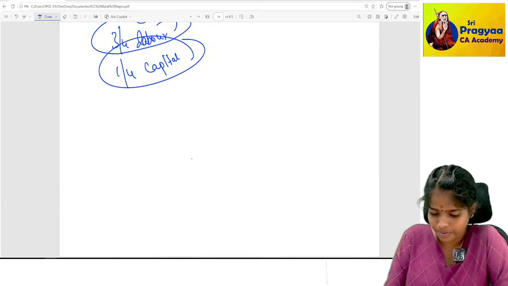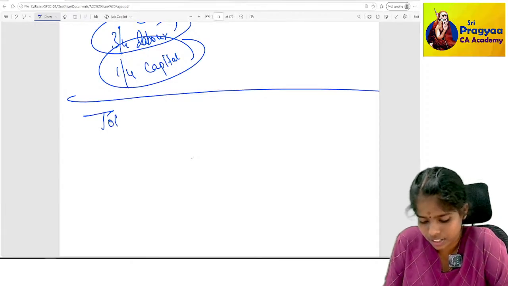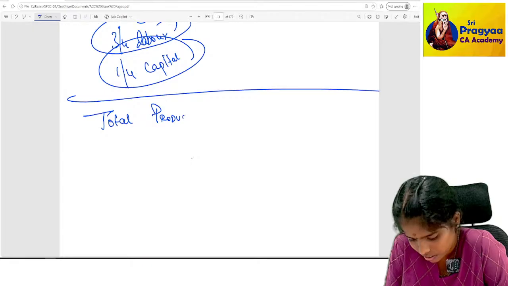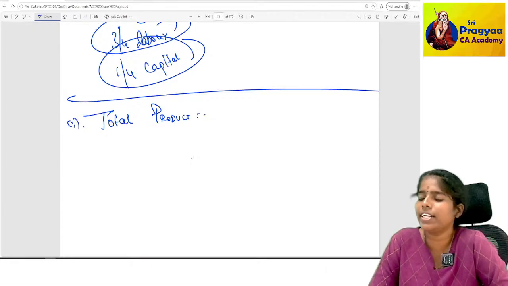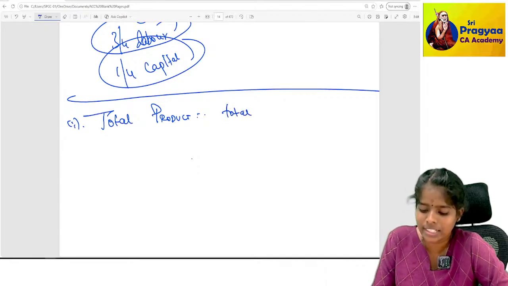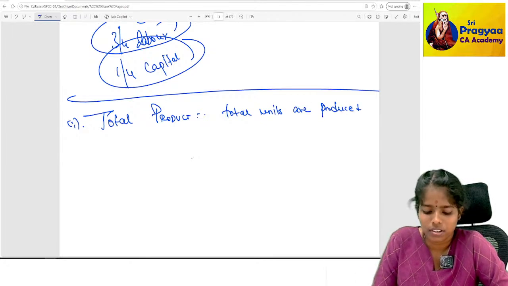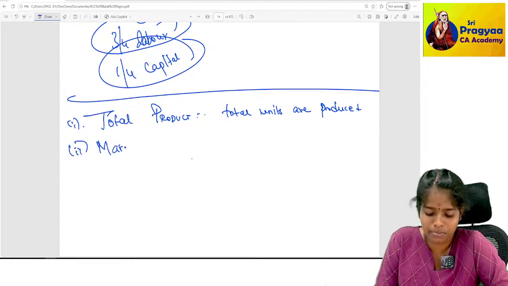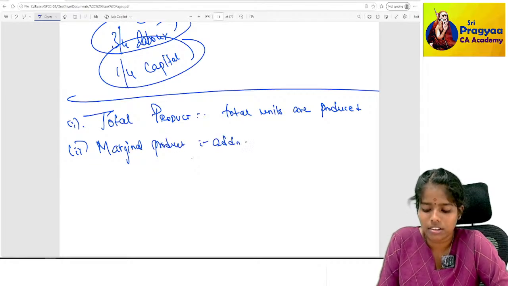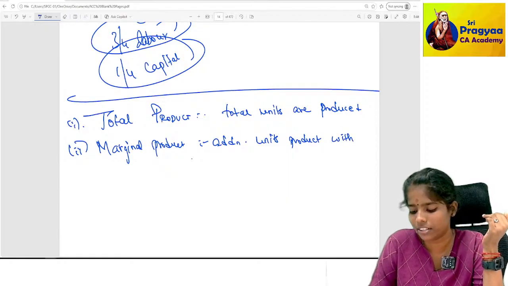Now we will go for total product. Okay, we will do this first. Total product na enna? Total product means the total units that are produced. Next, marginal product means additional unit produced with an increase in any one factor. Additional unit produced with an addition with factor.